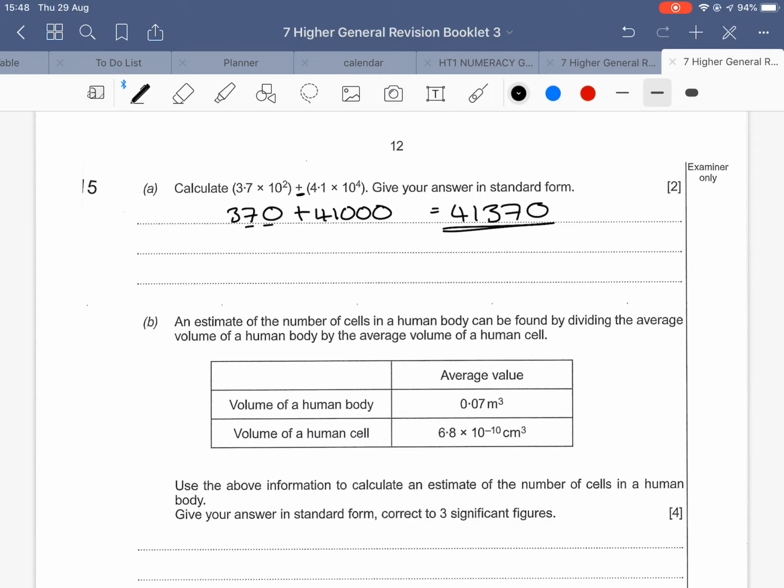Put that back into standard form. Don't forget we need it to look like one of these. So we've got 4.137, don't put a 0, times 10. How many numbers after the first? How many did I move my decimal? 1, 2, 3, 4. To the power of 4.